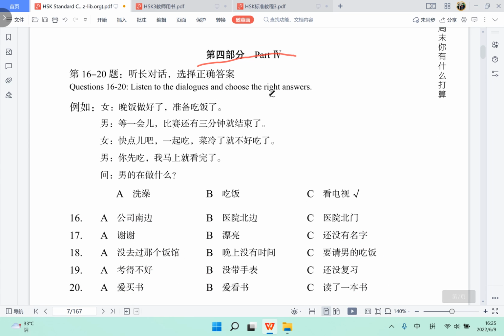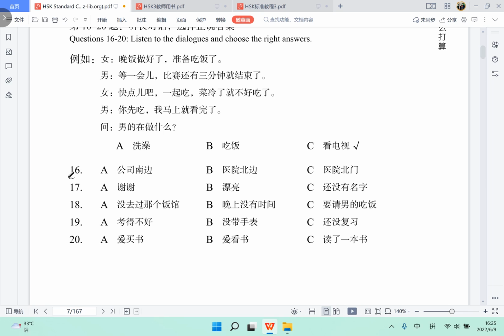好，第四部分 Part 4: 听长对话，选择正确答案。So listen to the long conversation and choose the correct answer. So we check the answer first. 16, 第16个: A 公司南边, so the south side of the company. And B 医院北边, the north side of the hospital. And C 医院北门, so the north gate of the hospital. So I guess the correct answer should be choice B or C, because these two differ by only one word and are much more confusing.